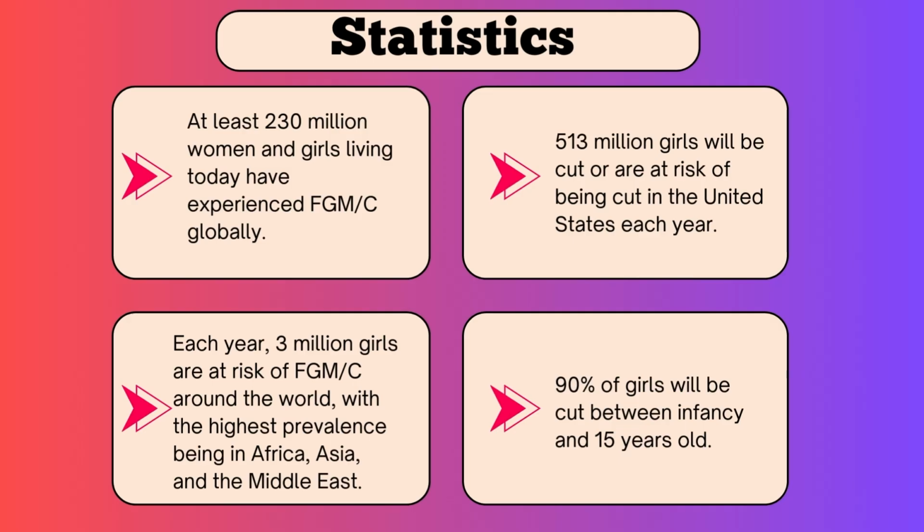Next, we are going to talk about some statistics it is important for you to know. At least 230 million women and girls living today have experienced FGMC globally. 513 million girls will be cut or are at risk of being cut in the United States each year. Each year, 3 million girls are at risk of FGMC around the world, with the highest prevalence being in Africa, Asia, and the Middle East. Lastly, 90% of girls will be cut between infancy and 15 years old.